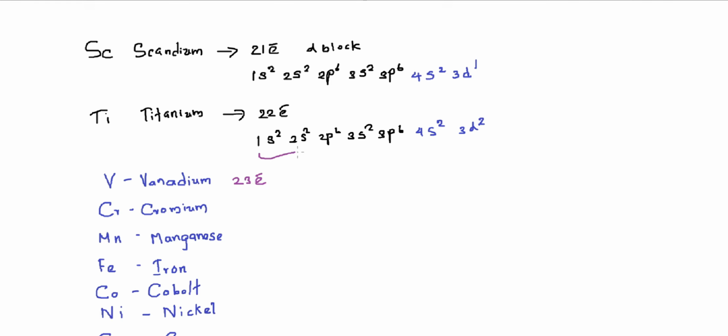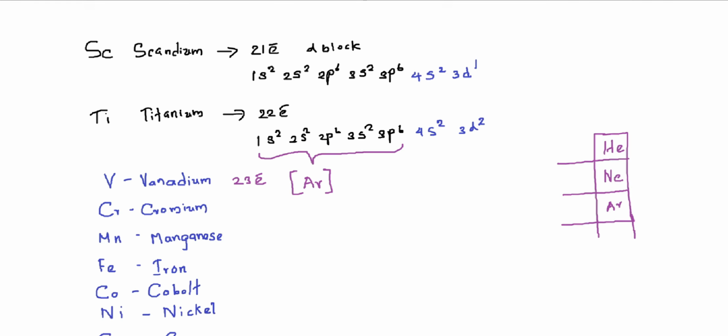Vanadium is the 23rd element. For the rest of the atoms, I am going to write the electron configuration using argon as the core. For vanadium, argon 4s2, 3d3.